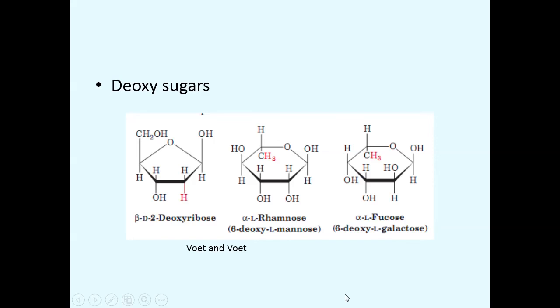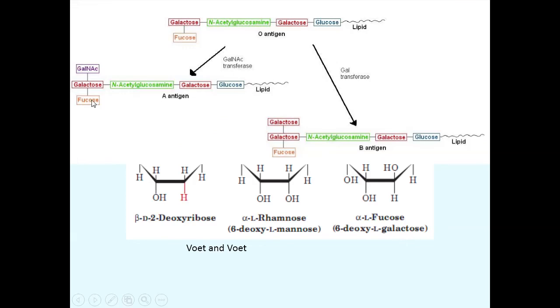The next derivatives are deoxysugars. As the name says, these derivatives lack an oxygen. One of the common deoxysugars we know about is deoxyribose. It is a pentose sugar and is found in nucleotides of DNA. The structure is shown here. Other deoxysugars include rhamnose and fucose. Fucose is a deoxy form of galactose. It is found in the ABO blood group antigens present on the red blood cells.